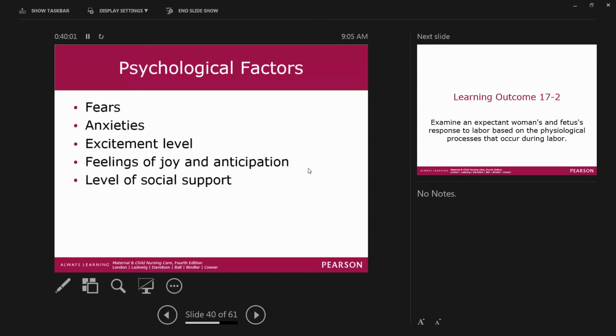So the psychological factors, fear, anxiety, excitement, level of support. So these are really important in labor. If she's really afraid, if she's really anxious, and she's stressing all about, that is going to decrease oxygenation to her baby. That's going to increase her catecholamines. It's going to be counterproductive to labor. Okay? So we need to address those things. Okay? We need to be very supportive and nurturing, and we need to help control this woman.